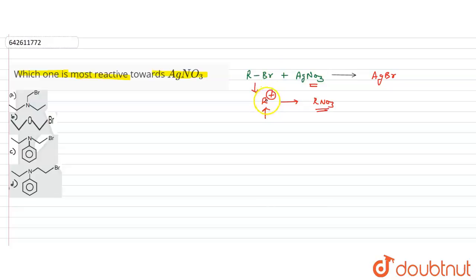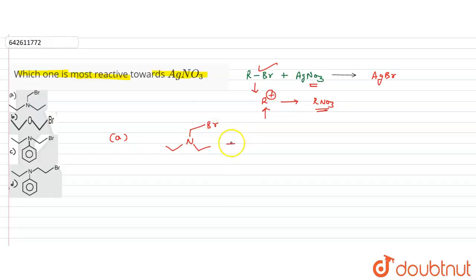That means if this is stable, this particular compound will react most effectively, very fast. So now we have to see it. If we talk about option A, in option A we have nitrogen, and these are two ethyl groups, and one is Br.